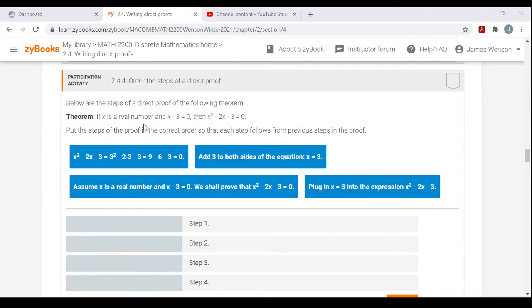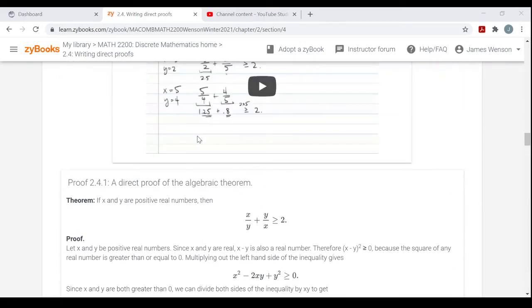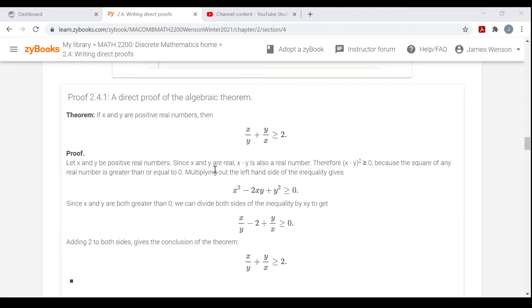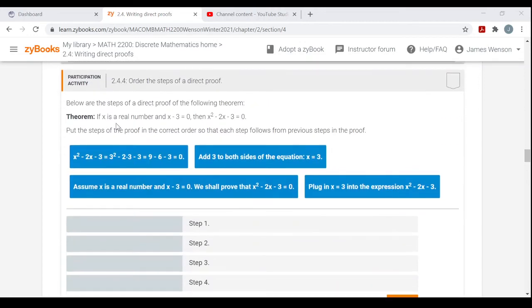If x is a real number and x minus, actually, you know what? I should probably do this myself, because you see there's two assumptions. Oh, I guess you've seen one with two assumptions. Here x and y are positive. So I'll leave this one to you.